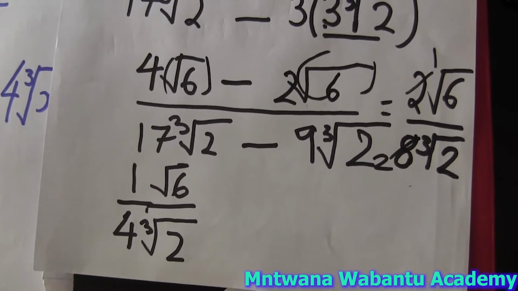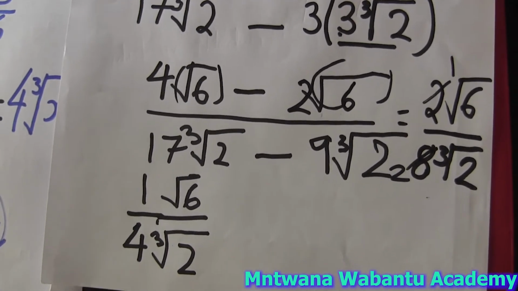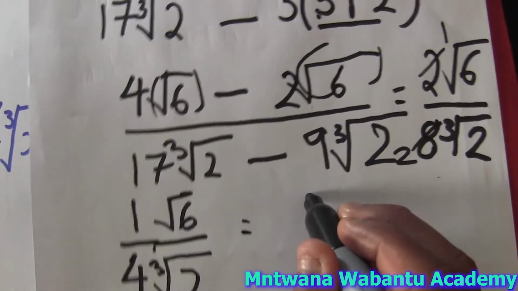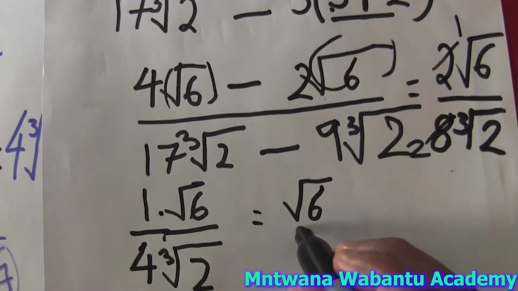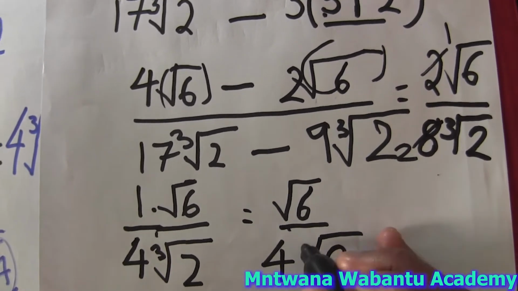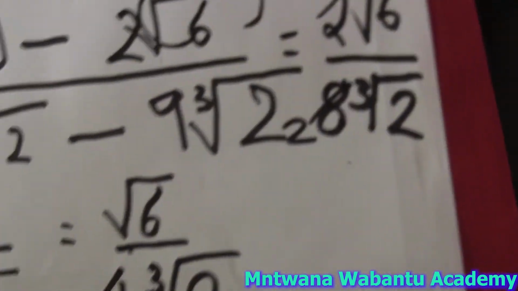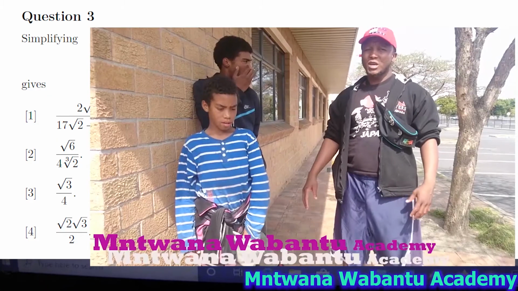In our final answer, so now we go to the options, but 1 times square root of 6 equal to square root of 6, because 1 times anything doesn't change it. Over 4, and then 2 square root of 3. So that's our final answer. So we can come and check in the options here. We see that it is going to be option number 2.